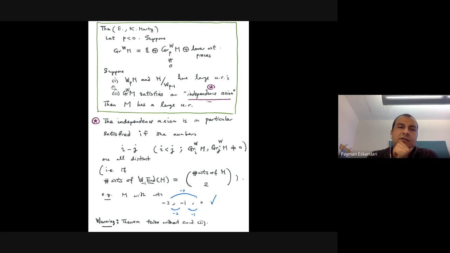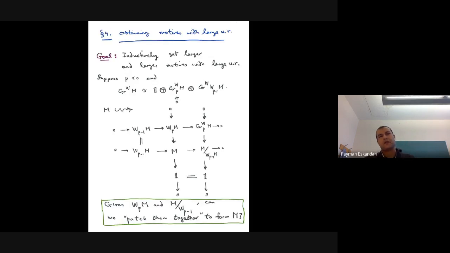In that case, you get this theorem that allows you to conclude largeness for M from largeness of these two sub-objects and sub-quotients of it. Any question about the statement of this theorem? Okay, so now let's see how this can be used to get motives with large unipotent radicals.